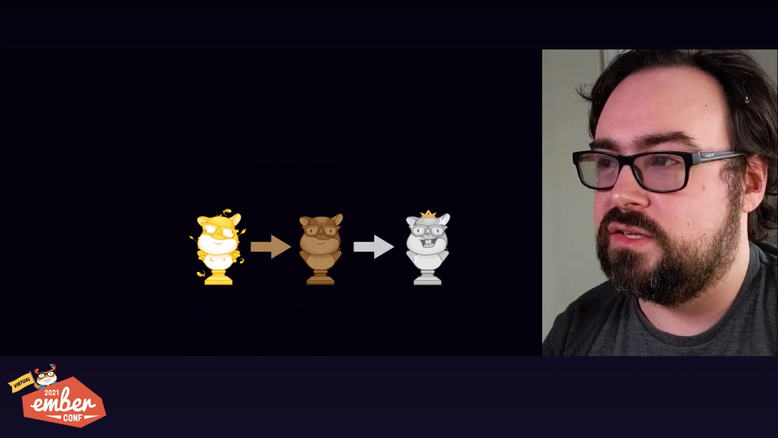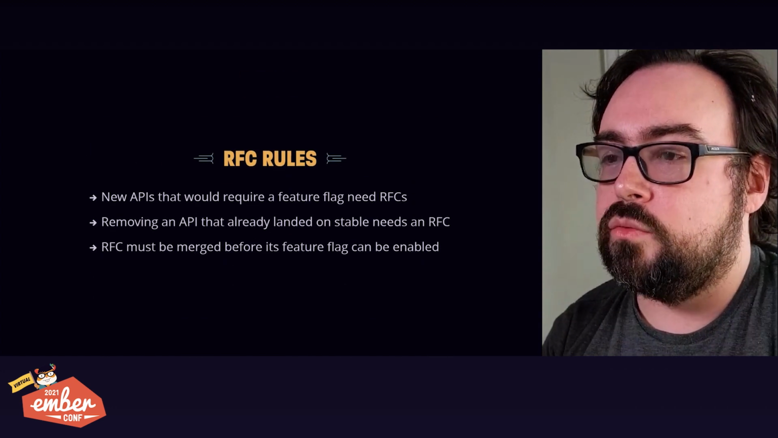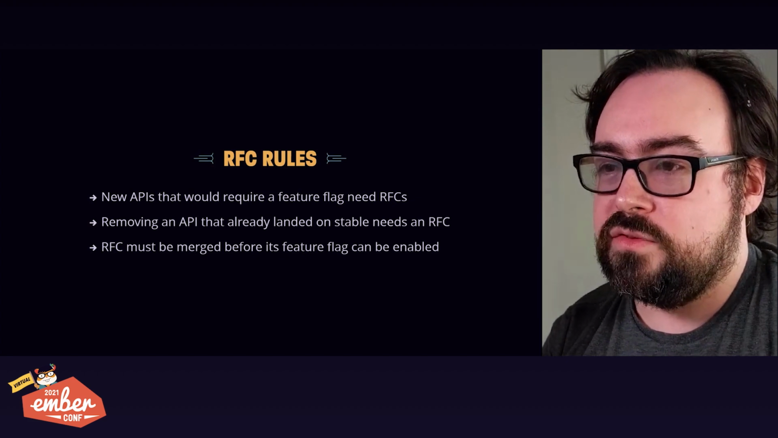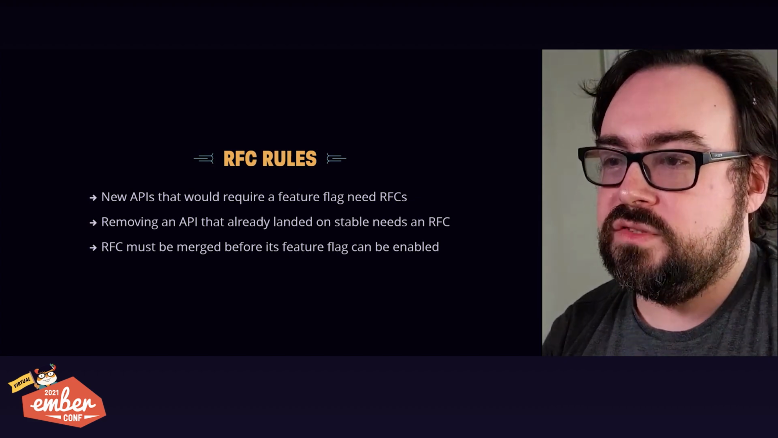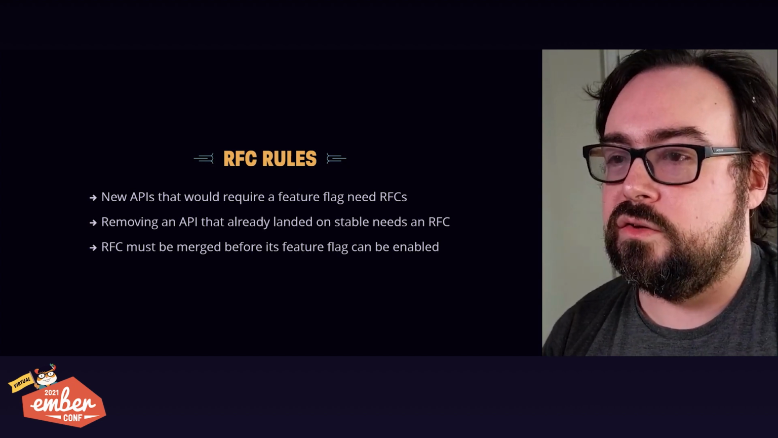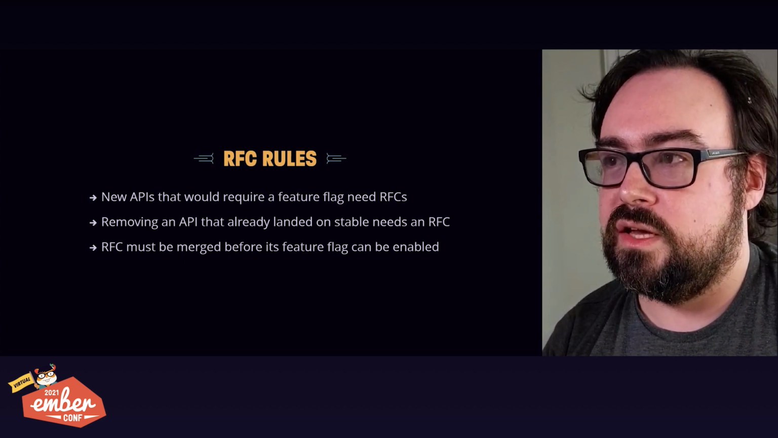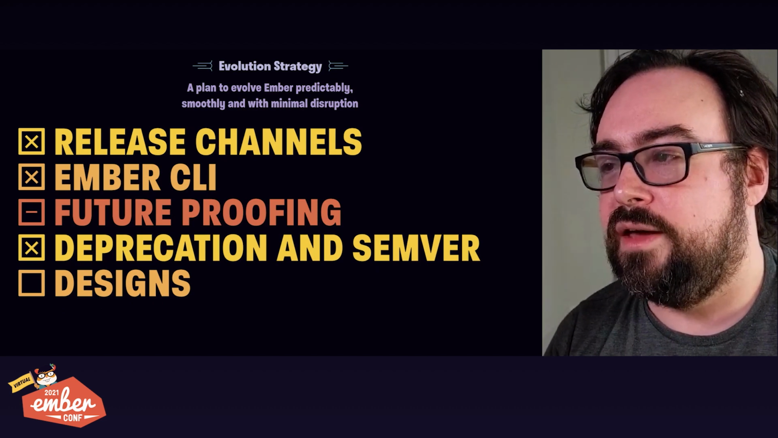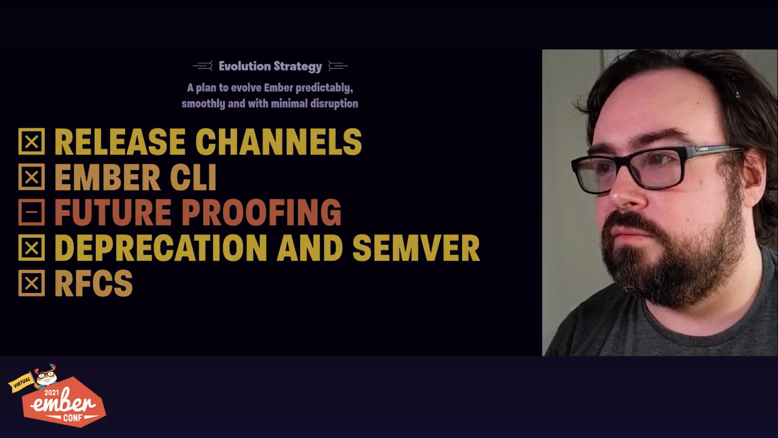We added an RFC process to Ember before the stages process. And here are the rules. To add a new API that would require a feature flag, first you need an RFC. Removing an API that already landed unstable needs an RFC. And RFCs have to be merged before its feature flag can be enabled. And those rules apply to the core team, to contributors, and anyone who wants to participate in Ember's design. The solution for evolving the design of Ember's APIs, and also a lot of other things, including actual design like the website, is going to be RFCs.